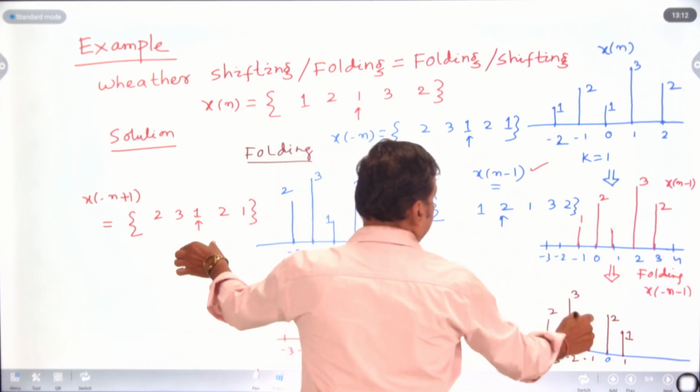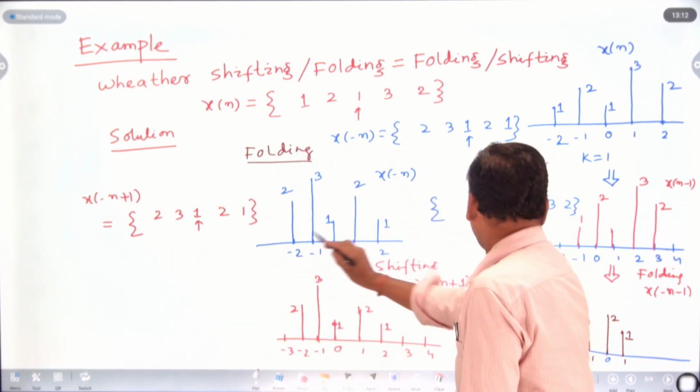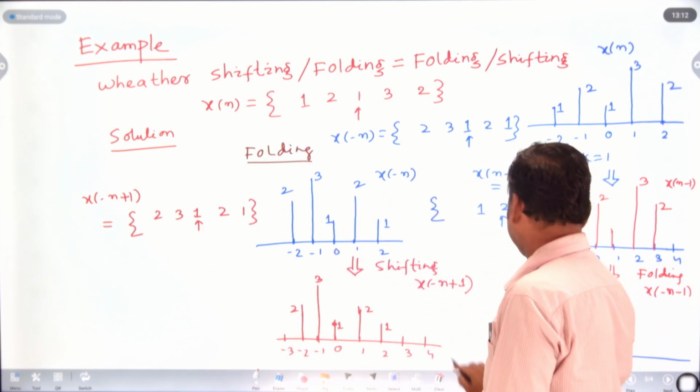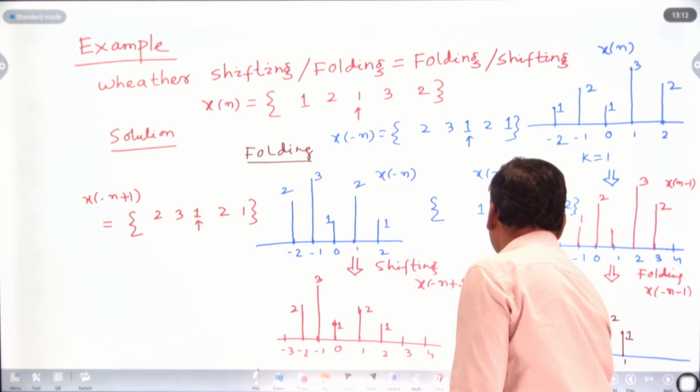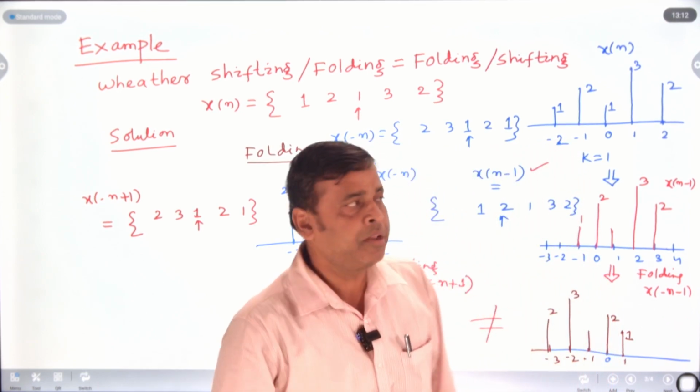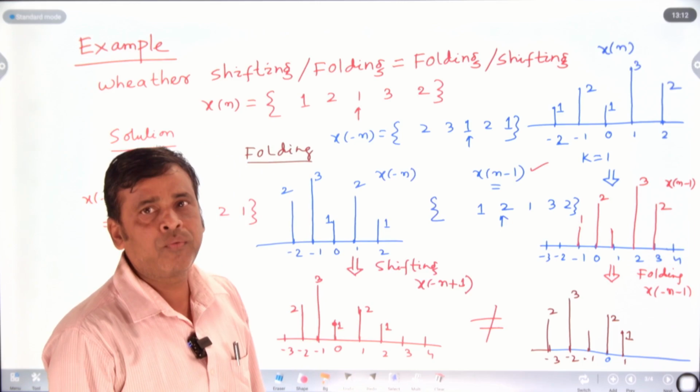Here folding, shifting, the sequence is like this. Then shifting, folding, the sequence is like this. So this is not the same as this. So folding then shifting is not the same as shifting then folding.